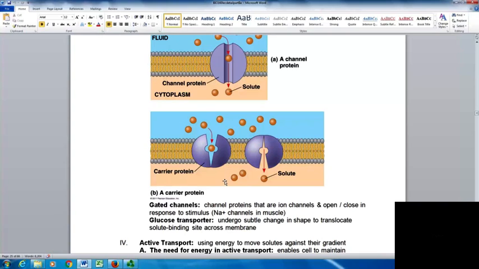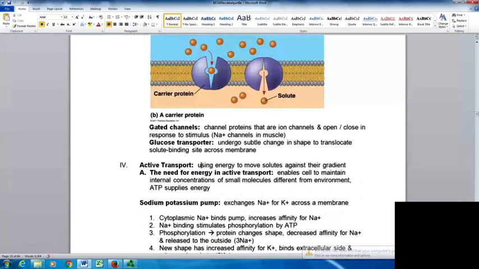So with gated channels, you have a channel protein, and these are going to be ion channels that will open and close in response to stimulus. So the sodium channels in muscle are an example. So when there is the stimulus, it's going to cause the channel to open and it will allow things to cross. And then when the stimulus is gone, it will close. The glucose transporters, these will undergo subtle changes in shape, and this will translocate the solute binding site across the membrane.